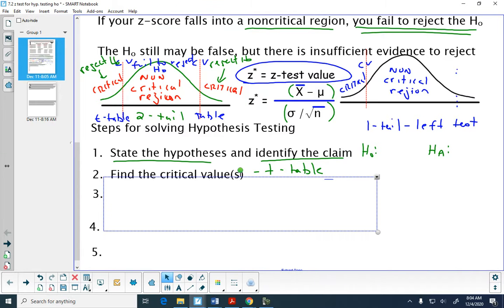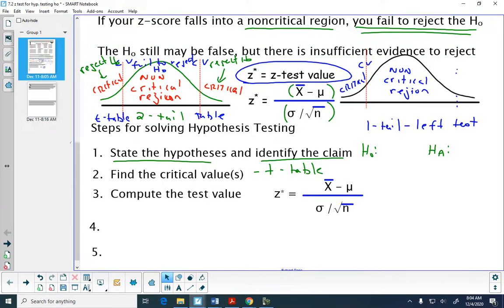Third step, we find our test value. We compute the test value, which is x bar minus mu divided by standard deviation divided by square root of n. So we compute the test value next.